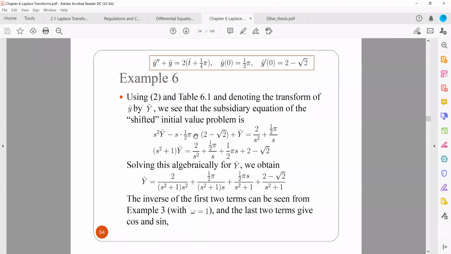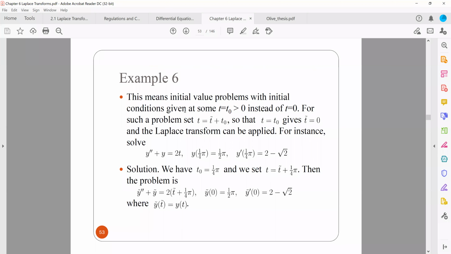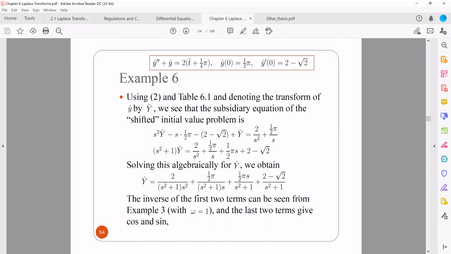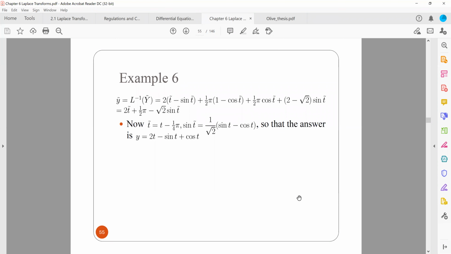And that way you'll have catered for the fact that they gave an initial value of a quarter pi, but by making this substitution, if I may call it that, making t equal to t tilde plus t naught, you can keep your initial values here as 0. If you consider it on the side of t tilde, it's going to be 0, okay? It's t naught that's a quarter pi, but t tilde is 0. So then you can still use the same equation we used before, make your simplifications, and you will get y equals 2t minus sine t plus cos t as your answer.